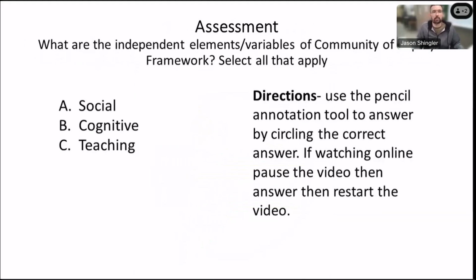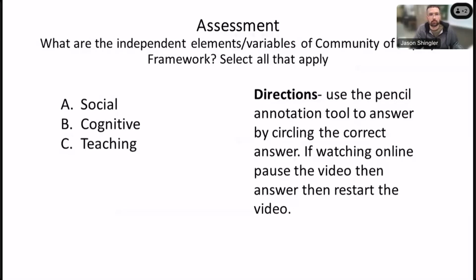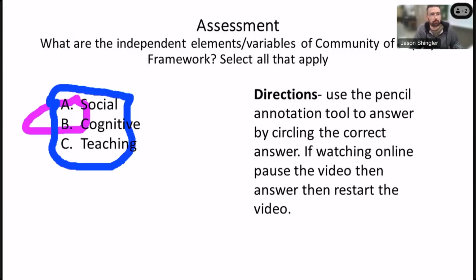So I have a quick assessment for everyone. What are the 3 independent elements or variables of a community of inquiry framework? Select all that apply. If you could, use the pencil annotation and circle the correct answers. Okay. Perfect. It's all 3 of them. So that's the correct answer. Thank you for doing that.